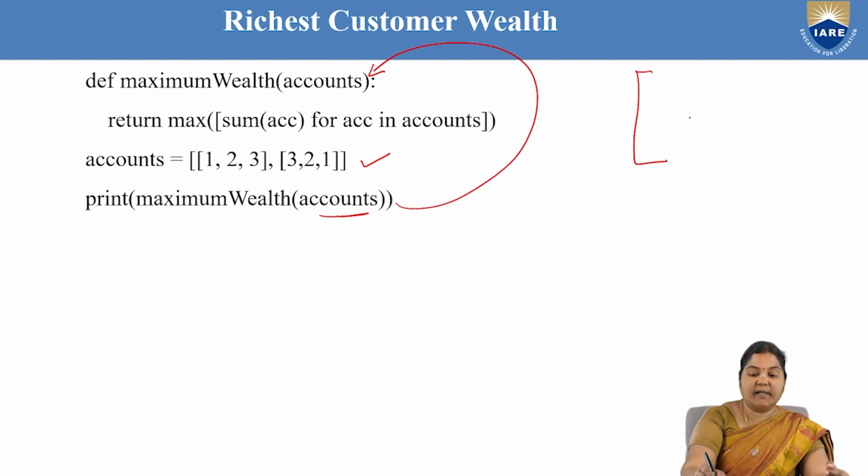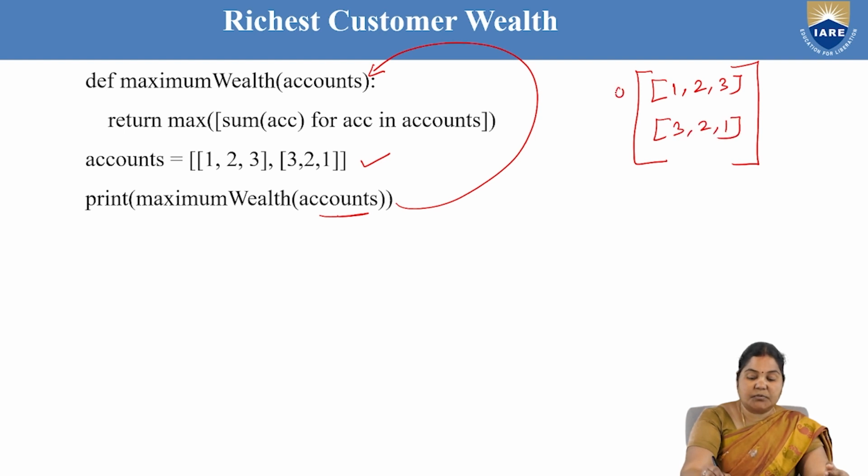Okay, what is my accounts matrix? It looks like this. You have to imagine it's a grid: 1, 2, 3 for customer 1 and 3, 2, 1 for customer 2. 0th customer, first customer. Okay, and this is column number 0, 1, 2.